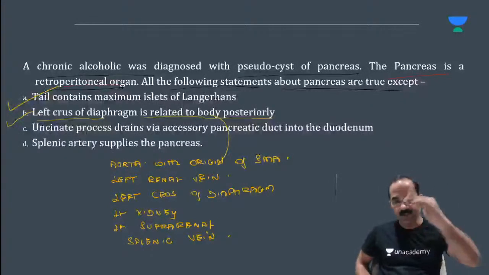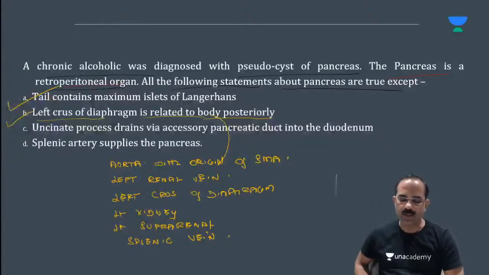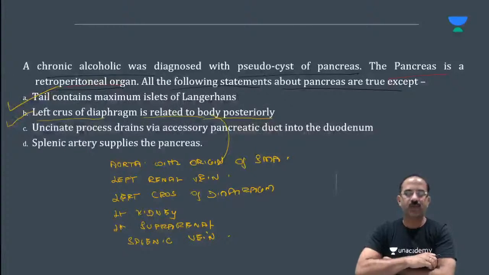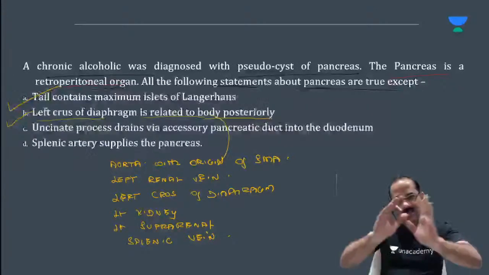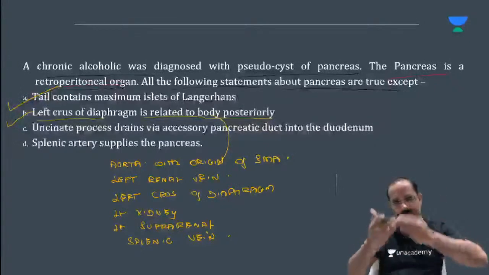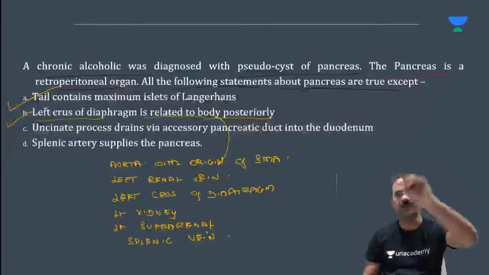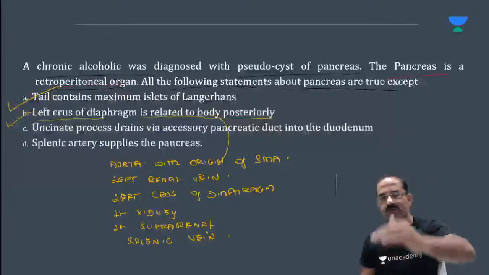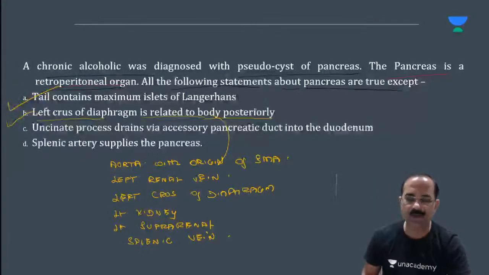So these are the posterior relations of the body of the pancreas. Very important, students. This slide I'll show you somewhere else. Posterior relations of the body of the pancreas: one is the aorta, and we go in sequence from the right to the left. So aorta with the origin of the superior mesenteric artery, the left renal vein, the left crus of the diaphragm, the left kidney, the left suprarenal gland, and the splenic vein.